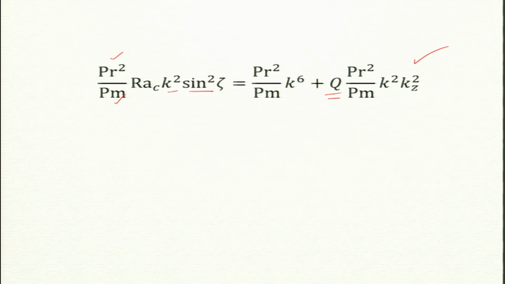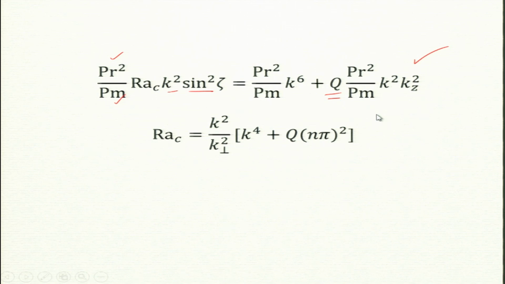I can compute the critical Rayleigh number right away from here. So, this is the critical Rayleigh number. Now, we can do some more. We can also compute the eigenvector, and the eigenvector will tell us the structure of the flow.